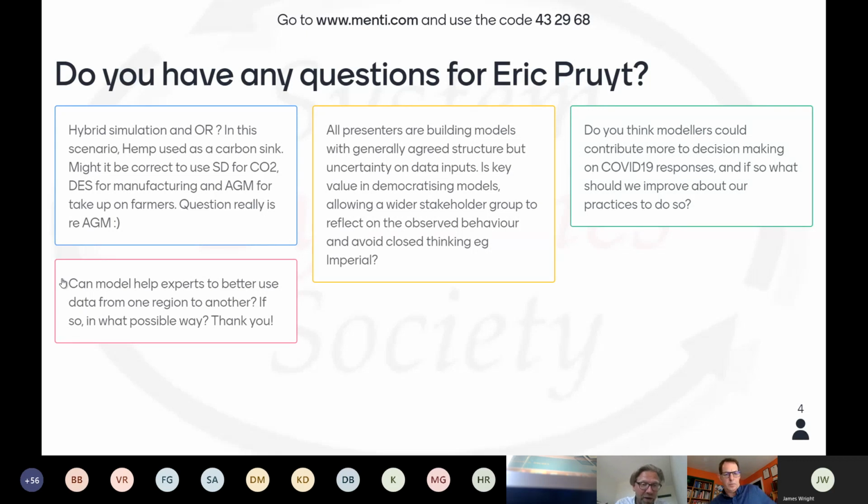Next question: can a model help experts to better use data from one region in another? If so, in what possible way? I think so, but data remains something, yeah, data is in many cases really problematic, even in a country or a region where it should not be an issue.